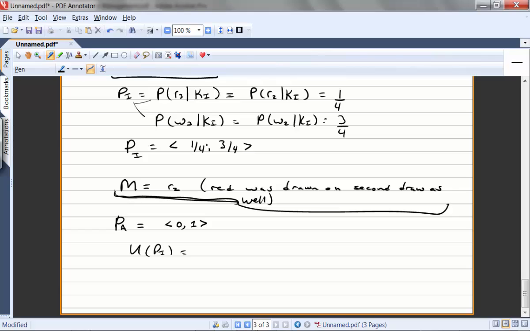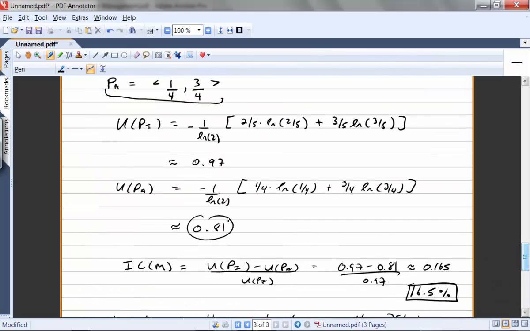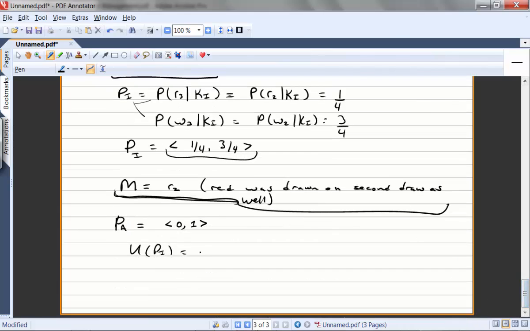So UPI is the same thing, with the 1/4, 3/4. We calculated the 1/4, 3/4 one. It's 0.81. We did that up here. And then UPA we can calculate. It's -1 over natural logarithm of 2 times, and then one of the probabilities is 0, so 0 times log 0, plus 1 times log 1.